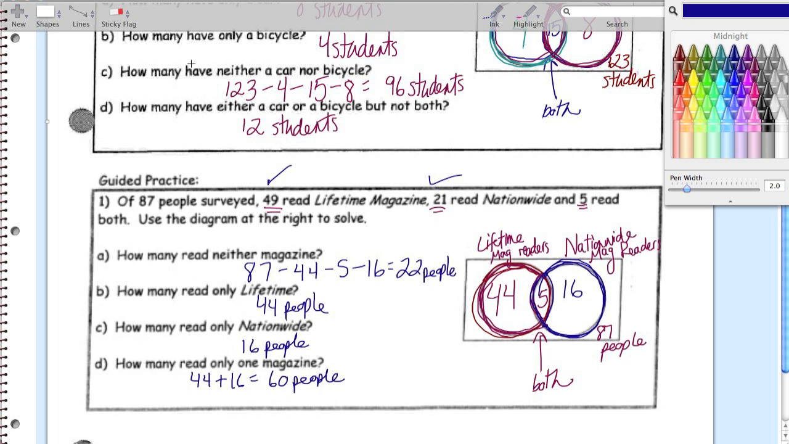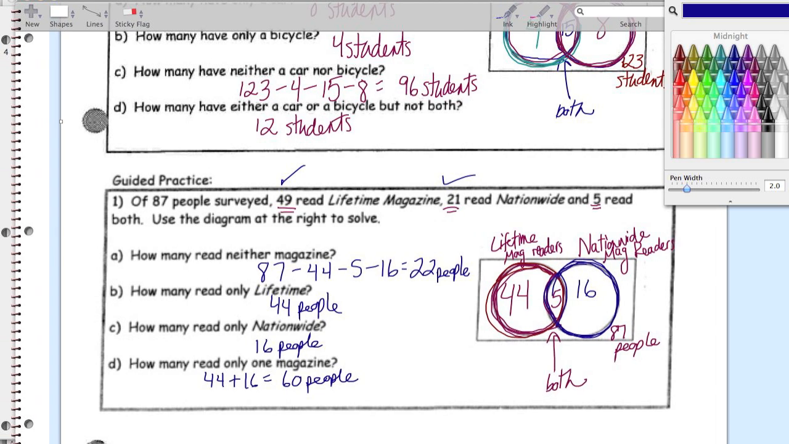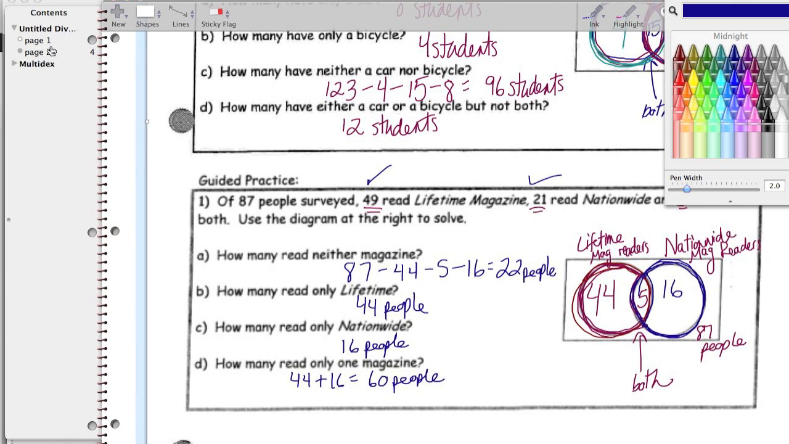Okay? If you could turn the page, please. There's a guided practice I would like you to try. You can pause this video and then check back in, and I'll go on to give you the answers.